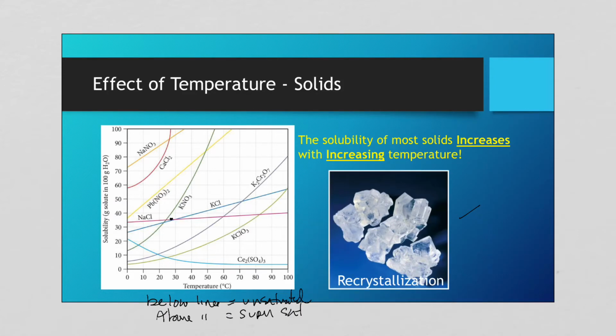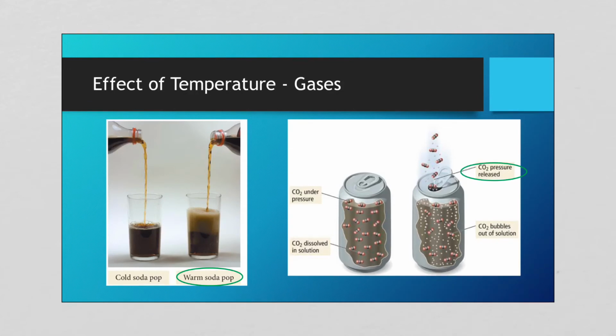So, the effect of temperature on solids. Now let's look at gases. How does temperature affect the solubility of gases in a liquid? Again, of course, we're going to focus on water, and we're going to use probably the most common example of a gaseous solution, and that is carbonation. So carbonation, remember, is carbon dioxide dissolved in water.